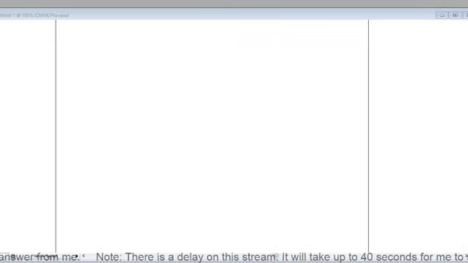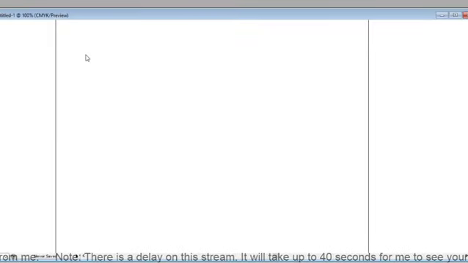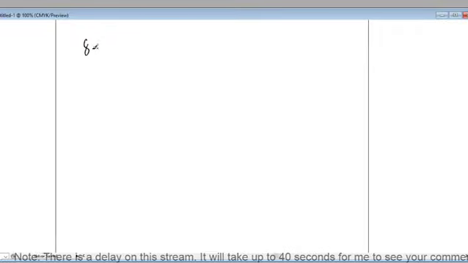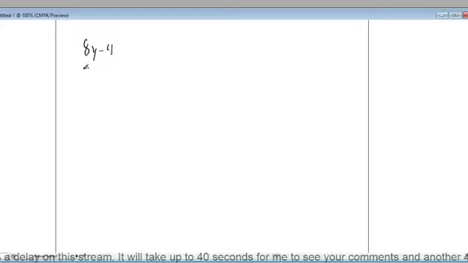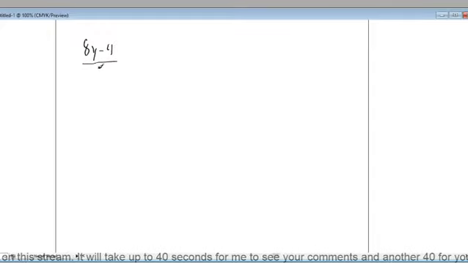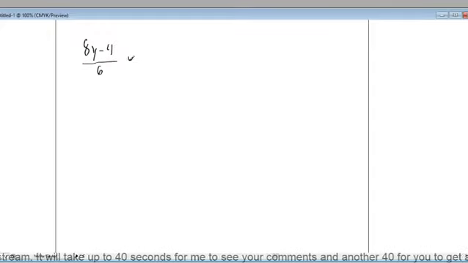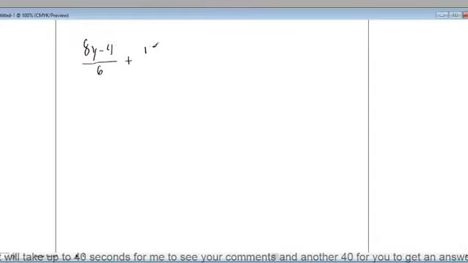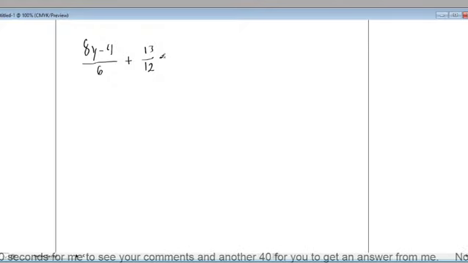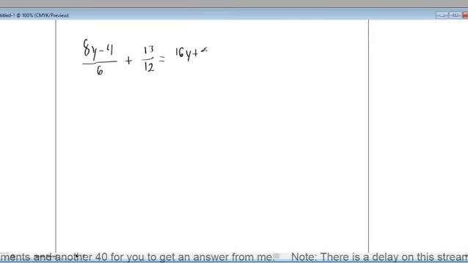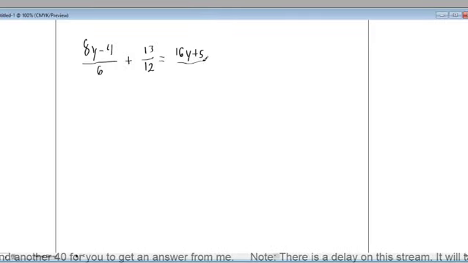So we're going to have something like (8y minus 4) all over 6, plus 13 over 12, equals (16y plus 5) all over 12.